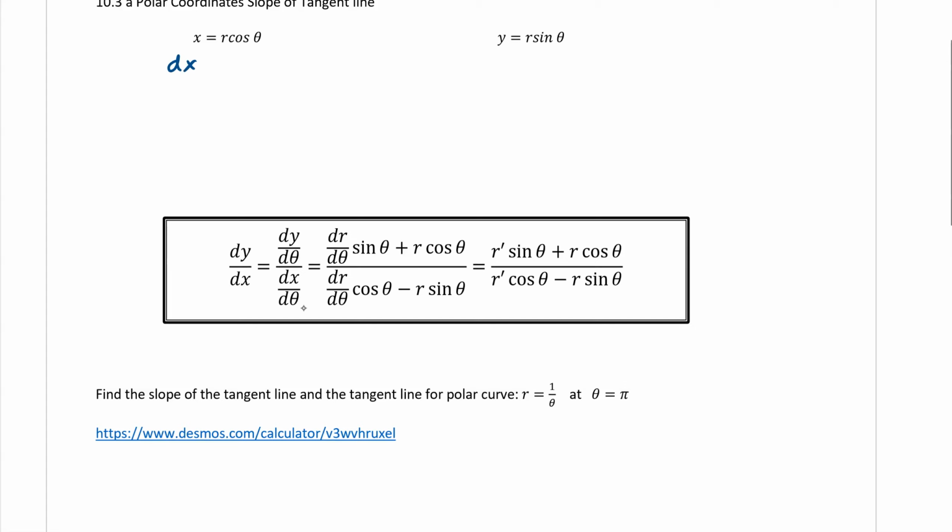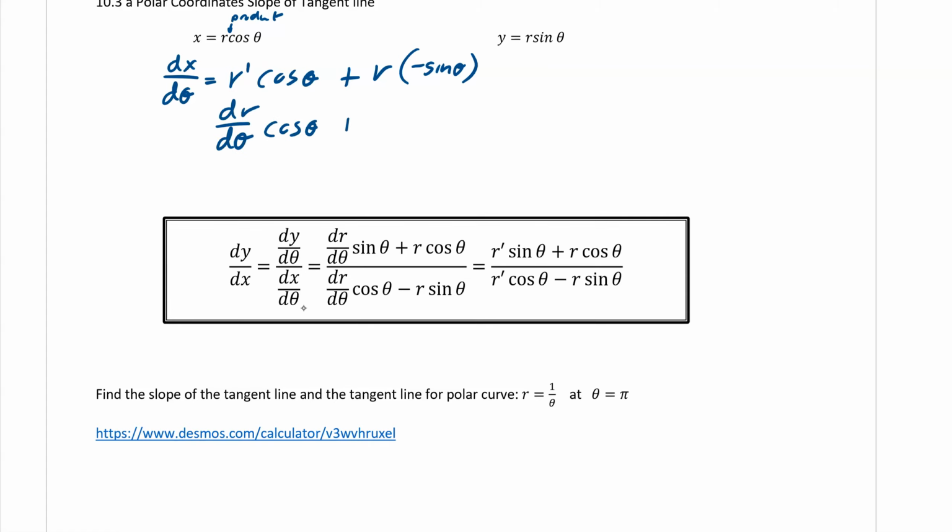So we have dx d theta, and you notice this is just product rule. So we're going to do r prime cosine theta, plus r times the derivative of cosine, which is negative sine theta. So you can see we're getting dr d theta cosine theta plus, oops, now it's minus, right? Minus r sine theta. So that's our denominator here. However you want to write it, dr d theta or r prime, it's your preference.